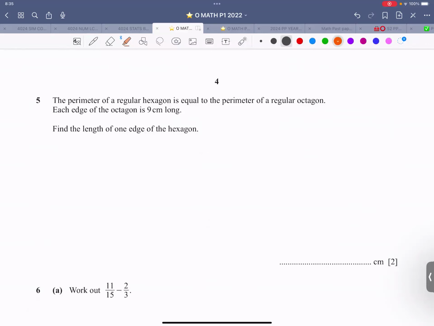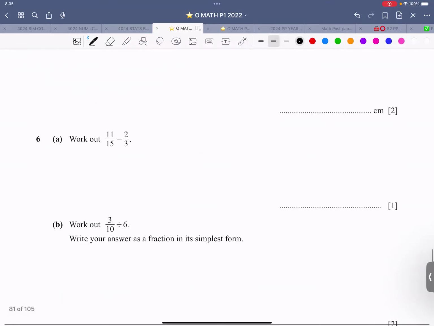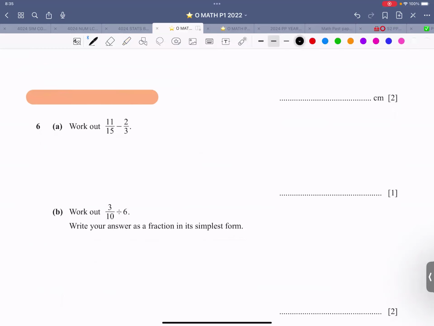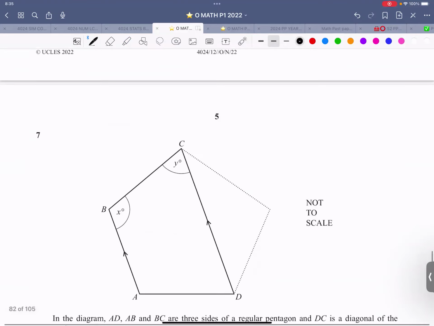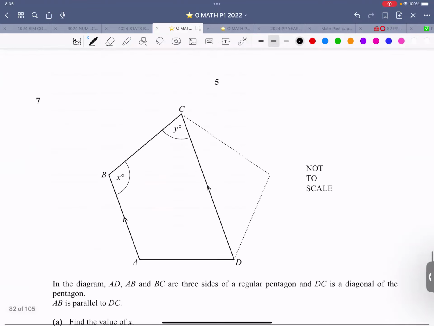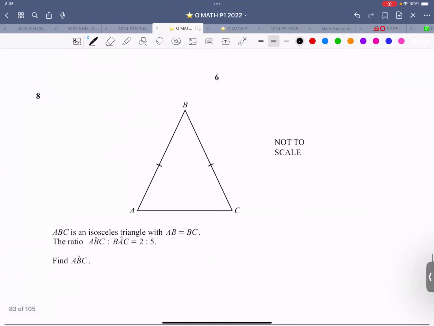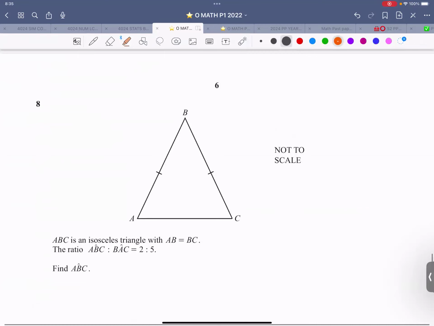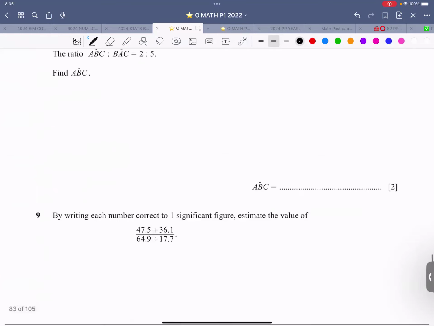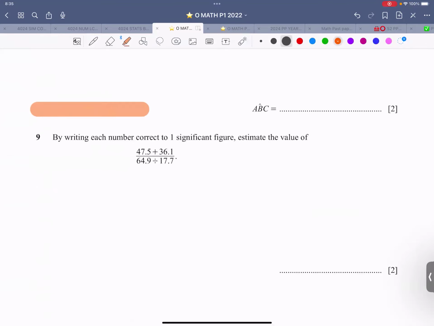This one is about polygons. Next one is about fractions. So it's all the basic stuff that is asked in Paper 1. Question number 7, I think this is about angles. So it could be about polygons, it could be about parallel lines and so on. Question number 8, I think it's again about angles and triangles. Question number 9, this is about estimation.